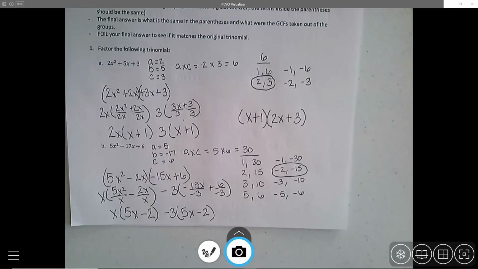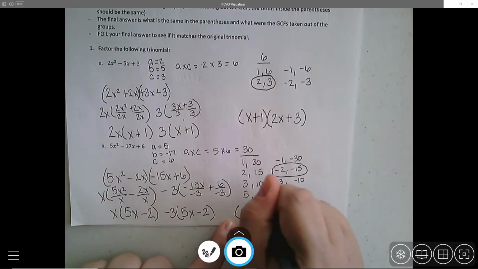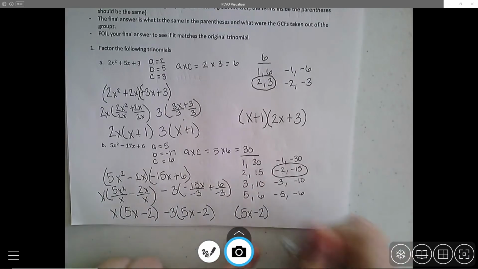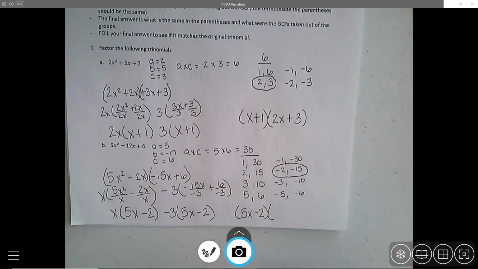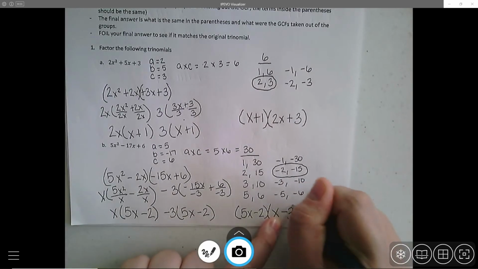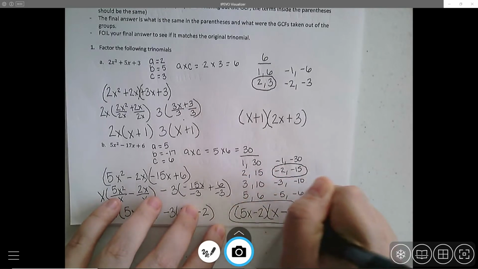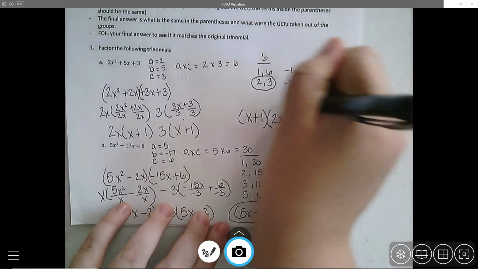Notice, once you take out the GCF, what is in your parentheses for both of them should be the same. If it is, it tells you you've done the problem right. Your final answer, what is in the parentheses, gets written, and then your GCFs from left to right in the order. So x, since this was a negative 3, it's a minus 3. There is my final answer. This is the problem in factored form.